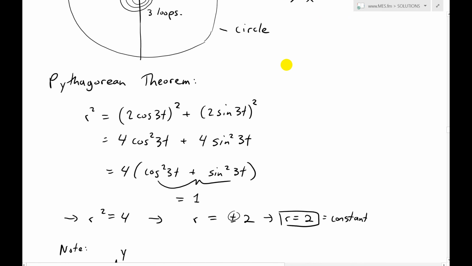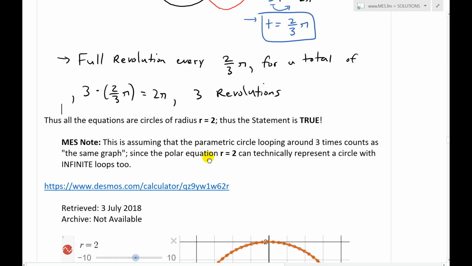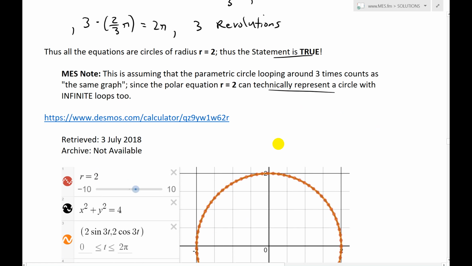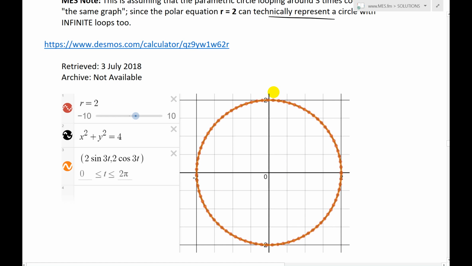And let's just scroll down here. Alright, so basically, type this out. Thus, all the equations are circles of radius r equals 2. Thus, the statement is true. And also, a note: this is assuming that the parametric circle looping around 3 times counts as the same graph. Also, the polar equation r equals 2 can technically represent a circle with infinite loops too. So yes, I assume it's all the same.